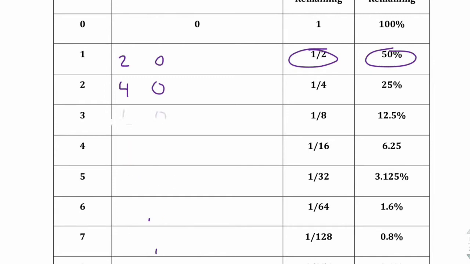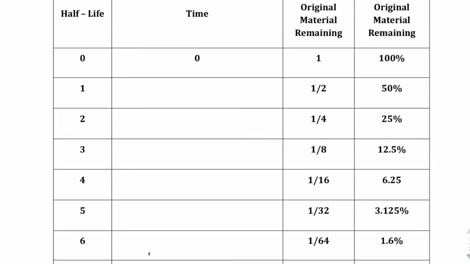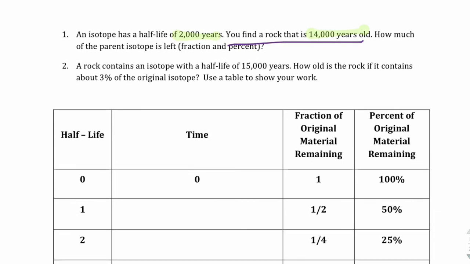There's another. I'm going to clear this up here real quick. And the second is this. The second says a rock contains an isotope with a half-life of 15,000 years. How old is the rock? Do you see the difference? In the first one, I gave you the age of the rock. And in the second one, I want to know the age of the rock. How do you know when to stop? Well, I tell you there's 3% of the original isotope left. That's when you stop. You keep on adding that 15,000 years until you get to 3%.